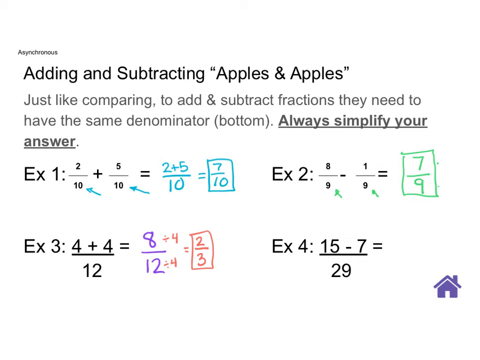Let's look at example 4. So I see 15 minus 7 over 29. We're going to go ahead and do just the numerator. So 15 minus 7 is 8. And then I have 29. So it's 8/29. Can I simplify any further? No, I don't have any factors for 29. So this is my final answer, 8/29. Let's go on to the next page.